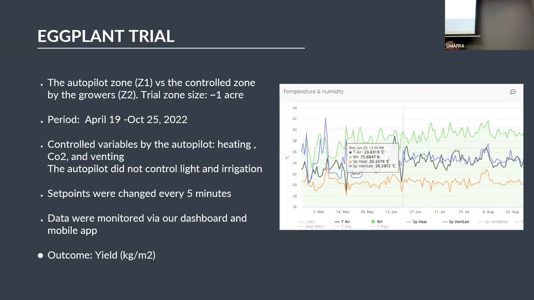Together with Greg Lex, we have run two different trials in two greenhouses, and each greenhouse has two compartments for the AB comparison. So in total, we experimented on four compartments at Greg Lex, two compartments for eggplant and two compartments for cucumbers. The eggplant trial lasted from April 19th to October 25th of last year, and it was partially funded by the GCII grant that Fadi already mentioned. And in this case, we calculated the set points every 5 minutes.